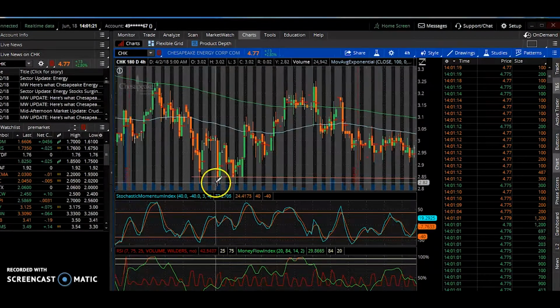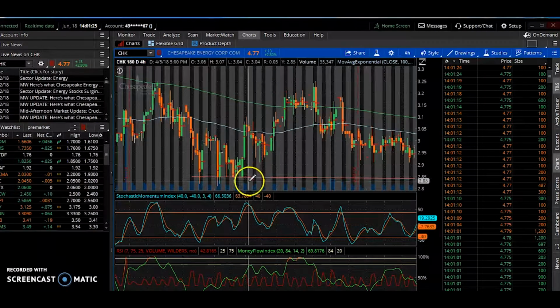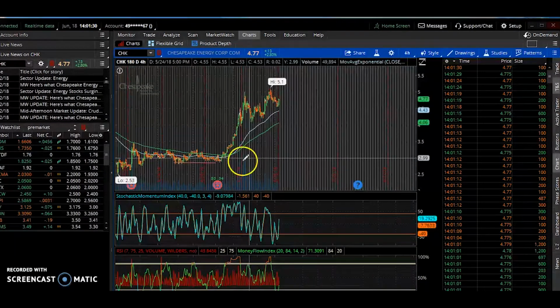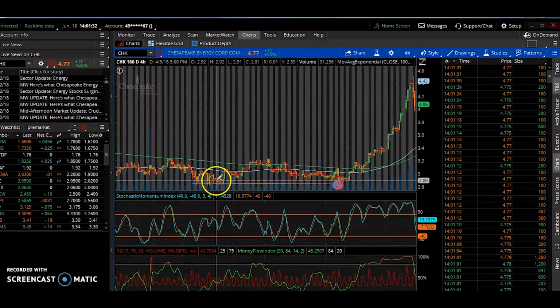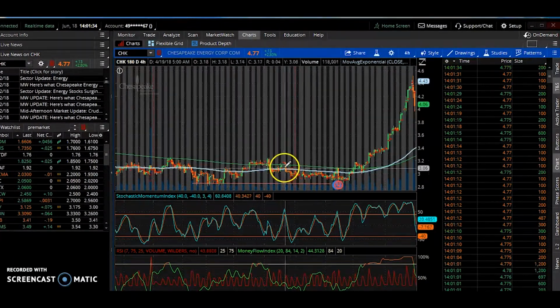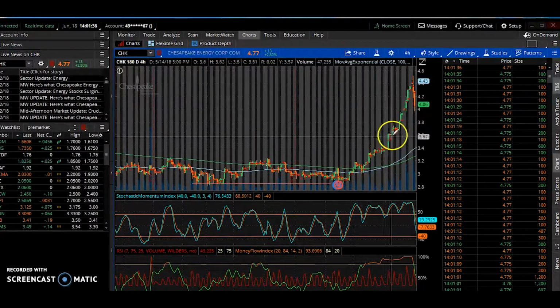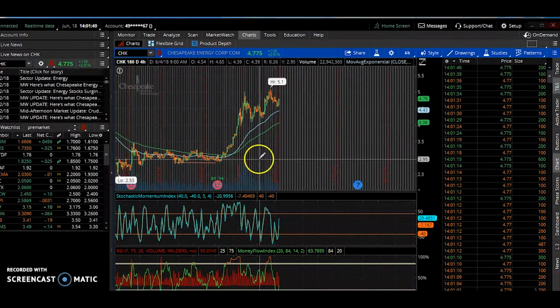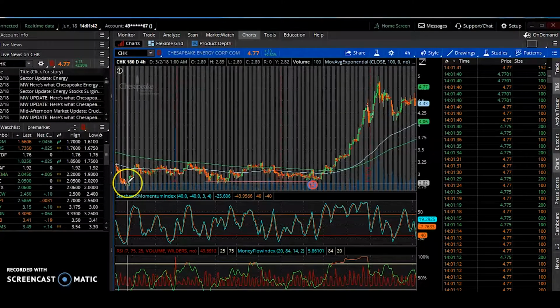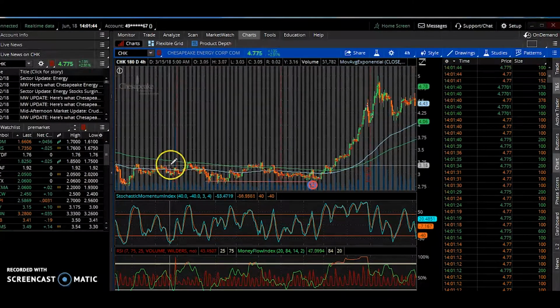You watched it for 2 days straight. You got in on the third day. You rode it. You set your stop loss for a couple cents under of where you got in at. As you can see, you got in over here. It never came back and touched your stop loss, and you just rode it out. So as you can see, finding areas of support can be your best friend.